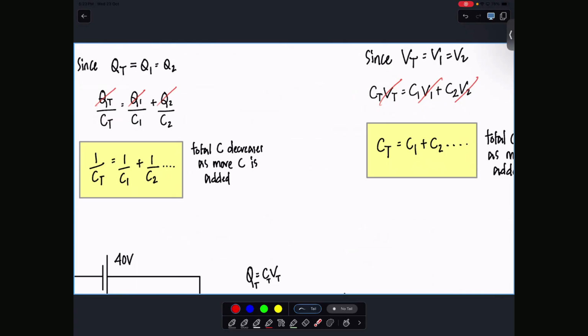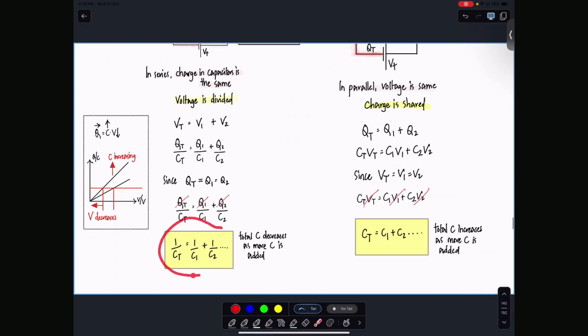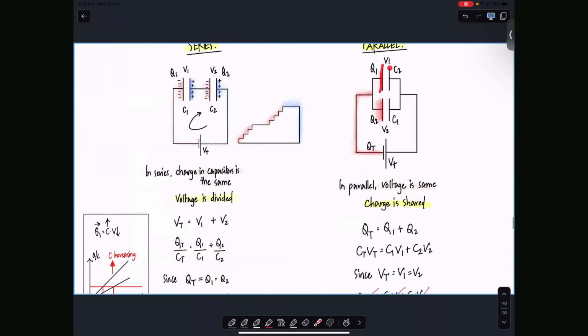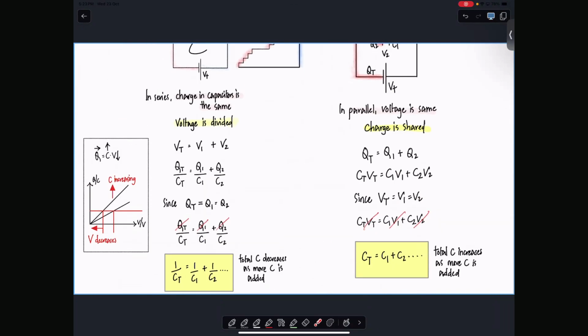So what does it mean? Let's say you want to combine capacitors, like two capacitors in series. How would you find the total capacitance here? It's 1 by C total equals 1 by C1 plus 1 by C2. What if your capacitors are in parallel? How would you combine them? C total equals C1 plus C2. So there's a derivation, obviously. So how did I derive this?